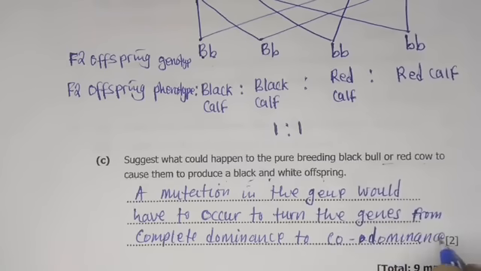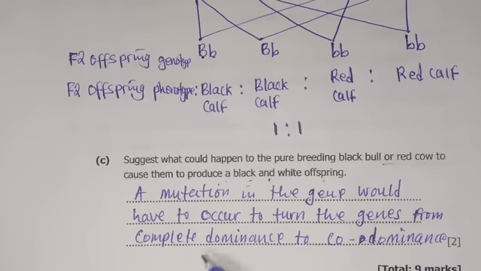All right, so this is what is going to happen. In order for the black and white offspring to be produced from the black bull or red cow, we are going to have a mutation that is going to occur in the gene, which will turn the genes from complete dominance to codominance. So this is how we can answer this question.